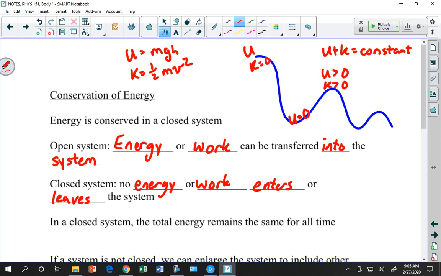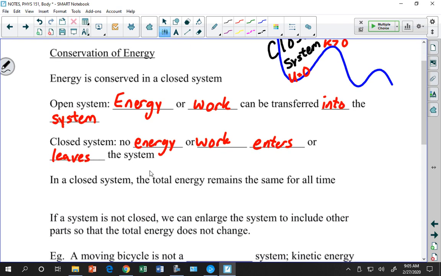So in a closed system, and up here when we were talking about this, we were assuming that this was a closed system, so that the total amount of energy always remained the same. So in a closed system, the total energy remains the same for all time. So U plus K will always be a constant value.